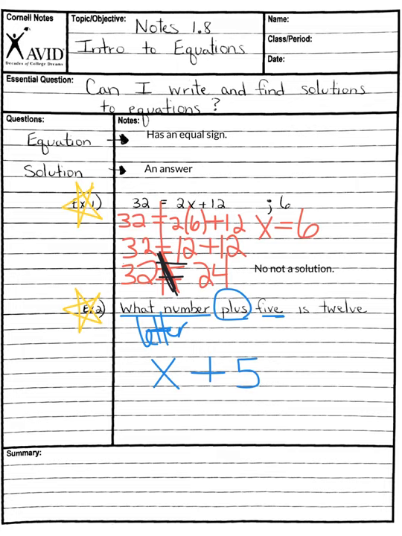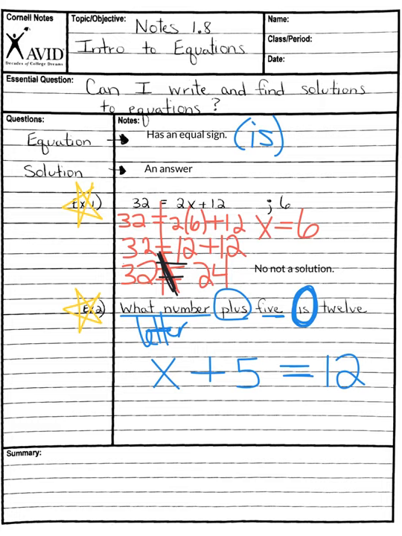And this key word right here is. And 12. What do you think is going to go in for the word is? The word is your equal sign. So it's saying x plus 5 is 12, is equal to 12. So whenever we see that word, I'm going to write it at the top. Whenever we see that word is, it means equal.